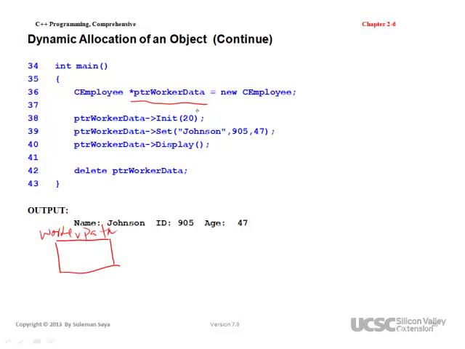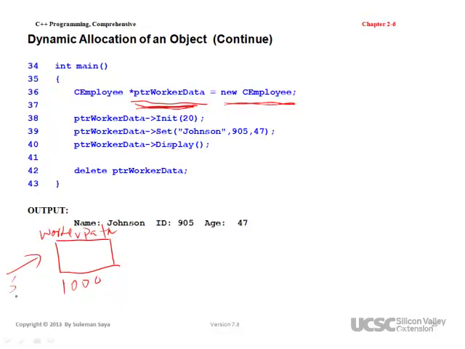That's the name of this pointer. This will be created with some address location and 1000. Okay, so this pointer is created there on the stack. And then I'm saying new C employee. That means I am creating an object in the heap. So this pointer worker data is on the stack.